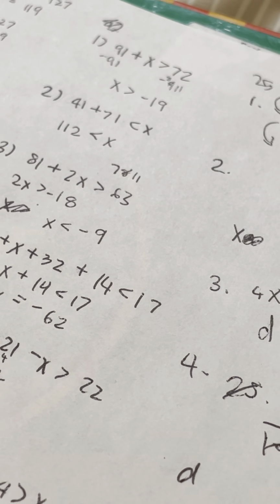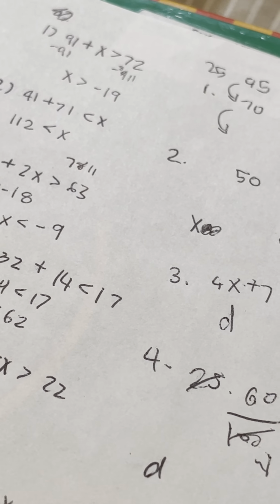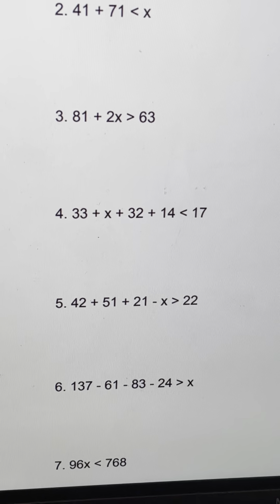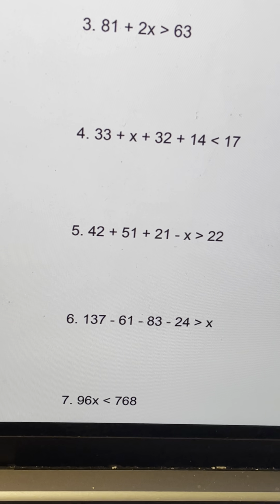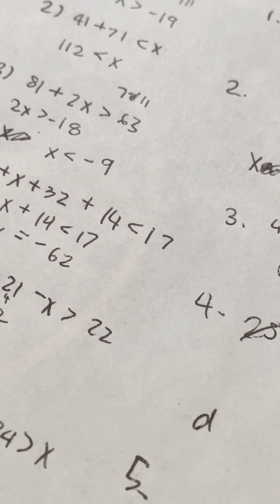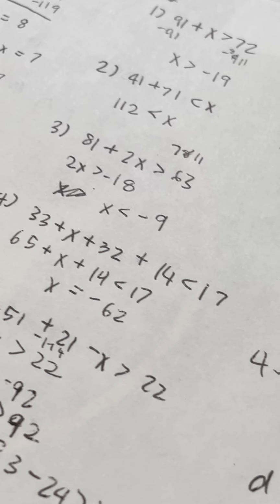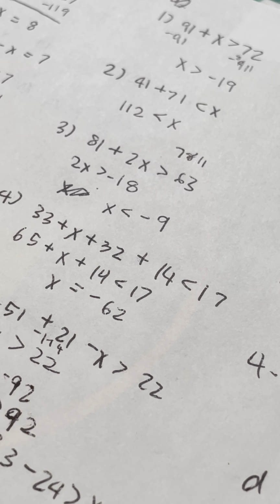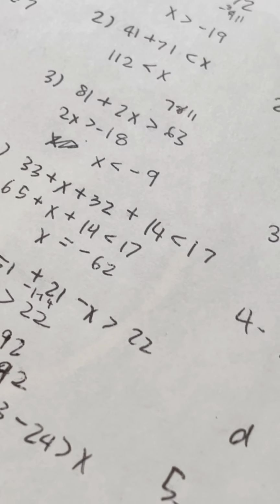Number 2, 41 plus x 71 is less than x. For this one, you would add these two, and you would get 112 is equal to x. Number 3, 81 plus 2x is greater than 63. So for number 3, you would just simply subtract it by 81, and then you would have to divide it by 2, and then you would get x is less than negative 9.